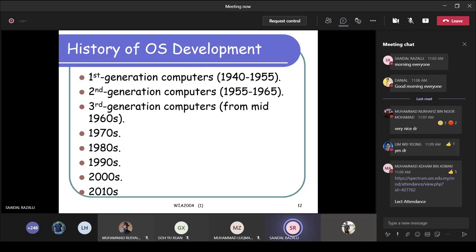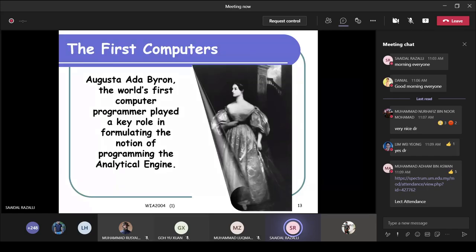Okay, this is OS development. The OS is software. Software controls all the hardware of the machine. So the first computer was basically, this is a debate, but in history, mostly in the majority, Augusta Ada Byron, a British girl, I guess from an aristocratic family, was the world's first computer programmer. She played a key role in formulating the notion of programming the analytical engine.